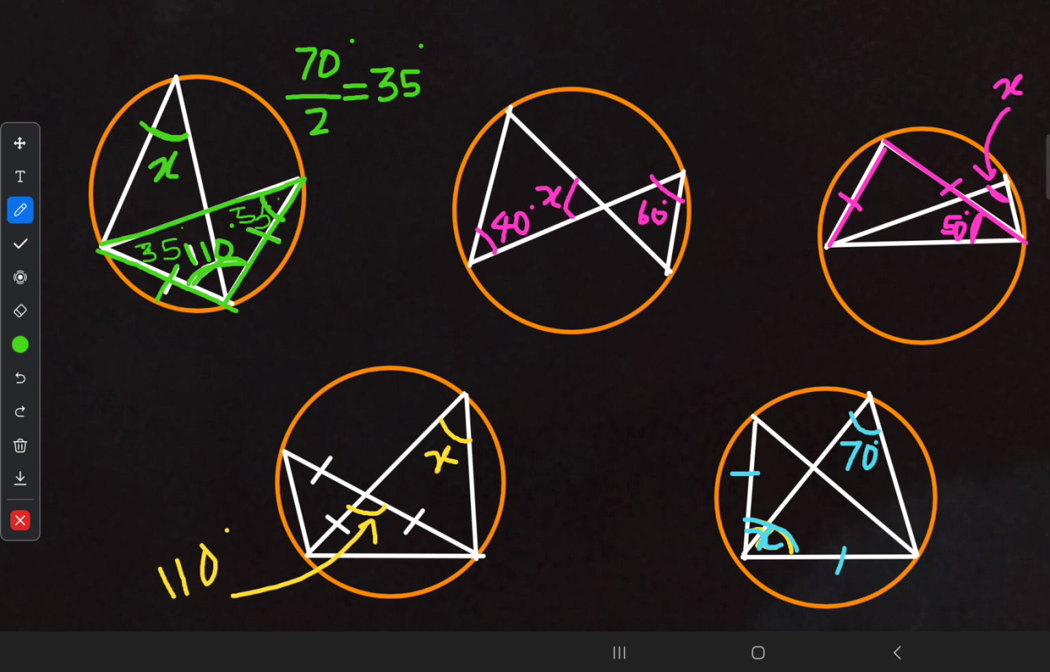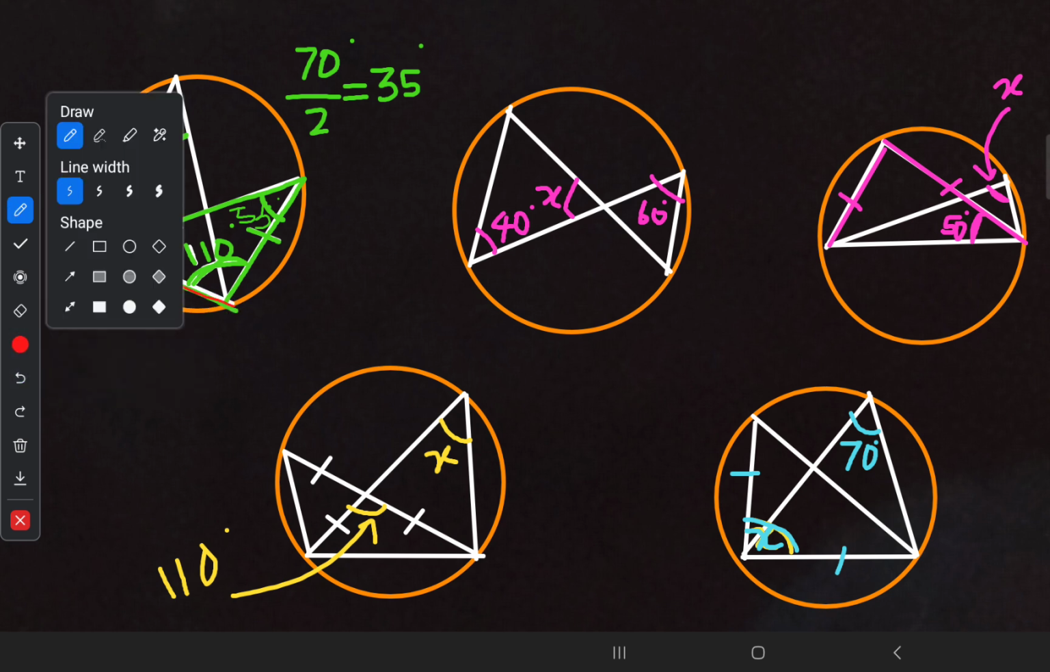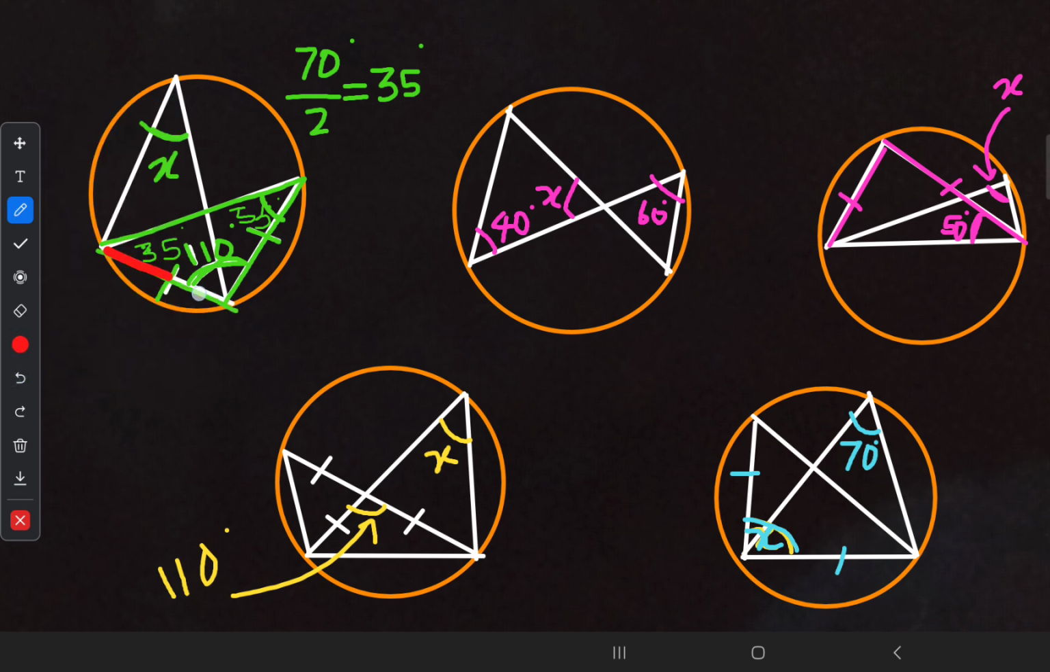Now look at this. By using the same chord, this chord is creating two angles. This chord is creating one triangle on this side and another triangle on this side. So the angles at the circumference are equal. So if this angle is 35, x1 also equals 35 degrees as well. X also would be 35.